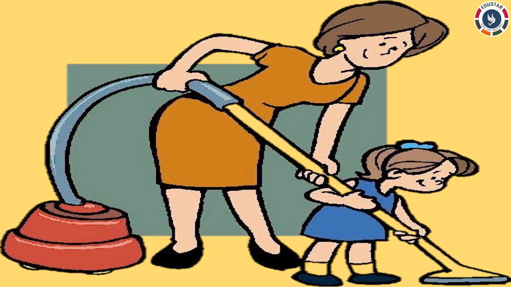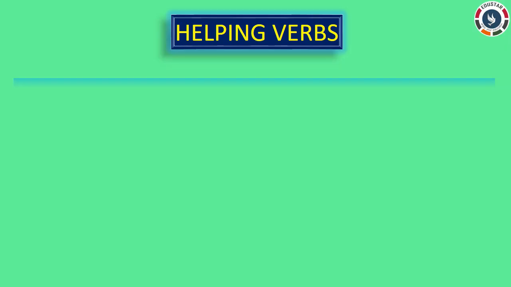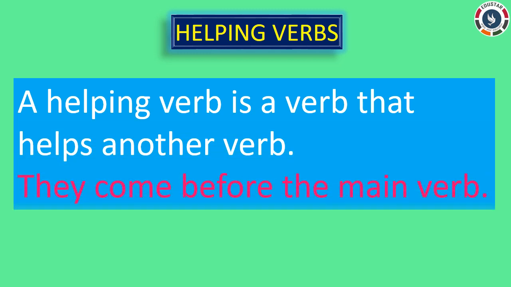Sometimes we cannot do the work all alone. We need someone's help. In the same way, even main verbs cannot work alone. A helping verb is a verb that helps another verb. They come before the main verbs to help to show the action. They are attached to the main verbs and they help in forming a correct sentence by extending its meaning.